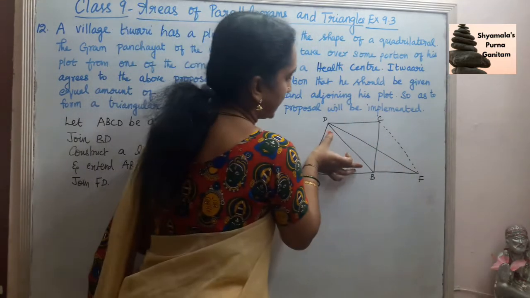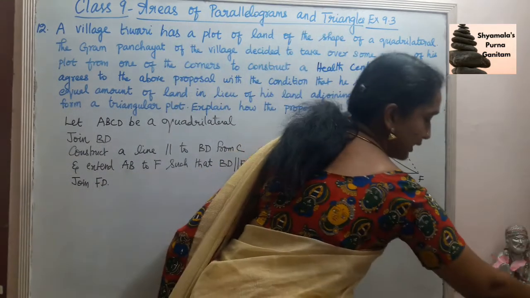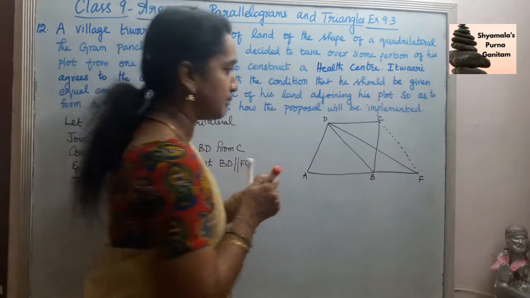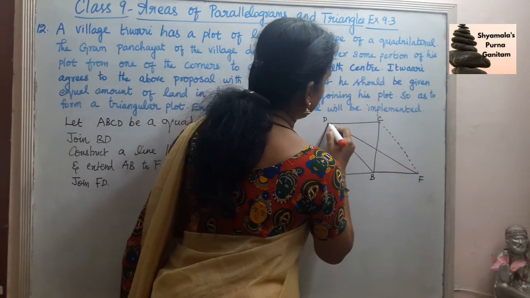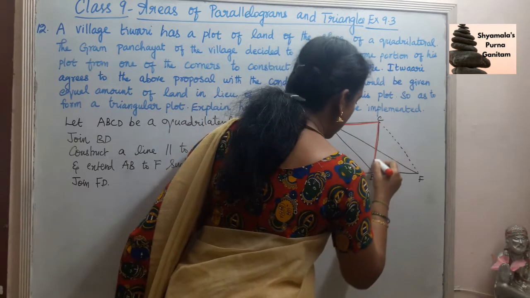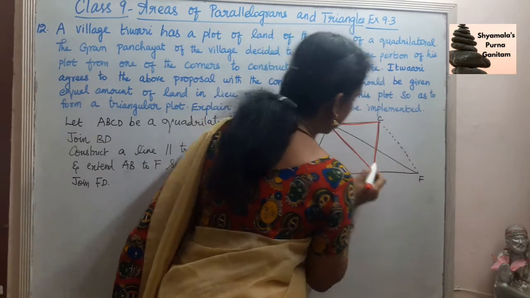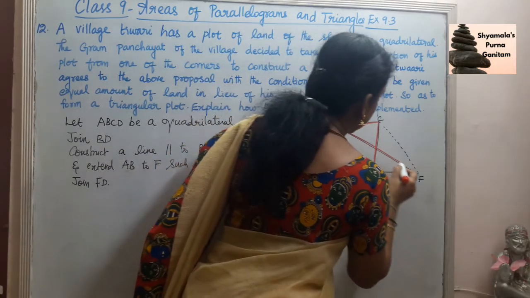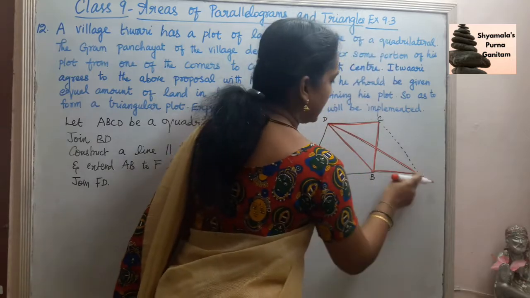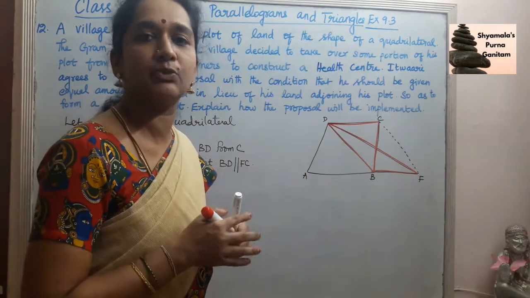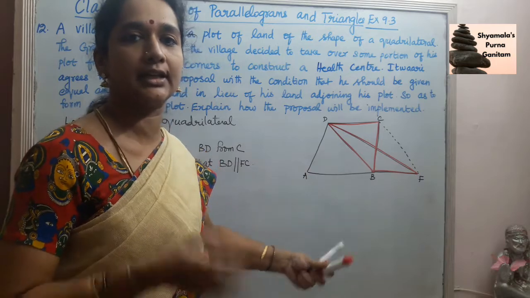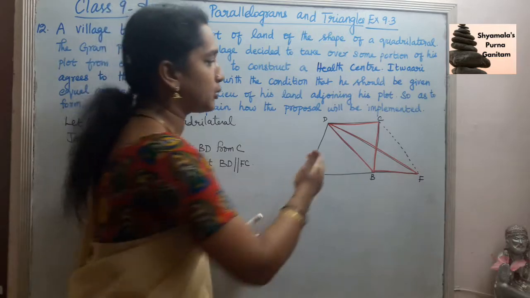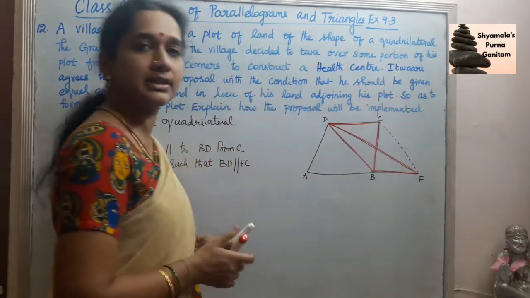If we take BD as the common base, we will get two triangles between the same parallels and with the same base. What are the triangles we'll get? One triangle is DCB. The other triangle is DFB. So both the areas of the triangles are the same, since they are between the same parallels and with the same base.